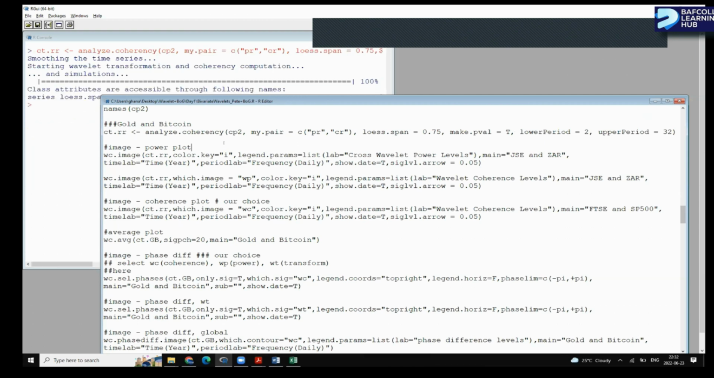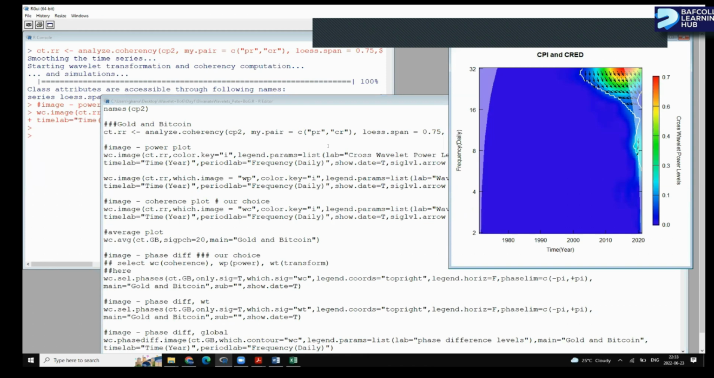Okay. So let's get CPI against credit. Let's see how the plot looks. It might be the same. But again, we don't need this one. We are interested in the coherence. So forget about this plot.